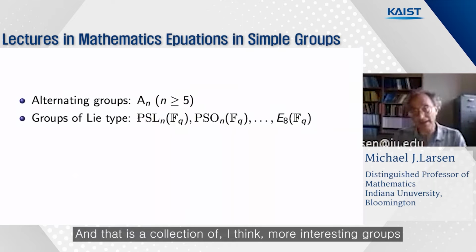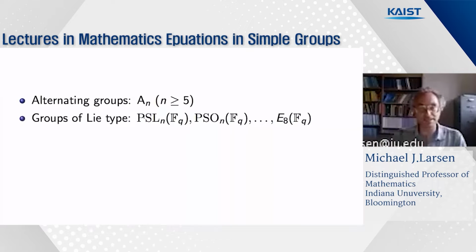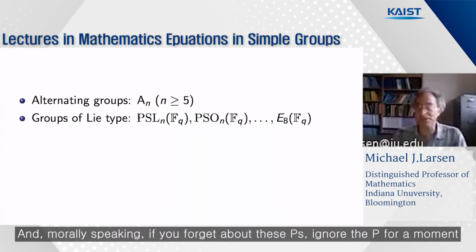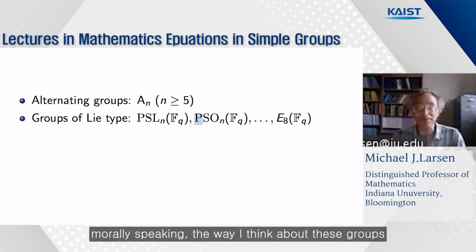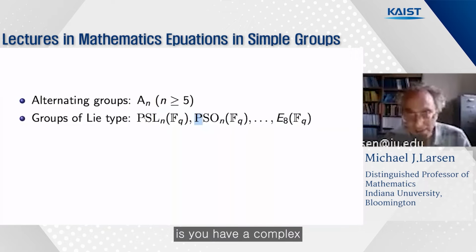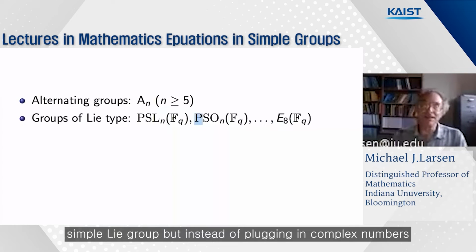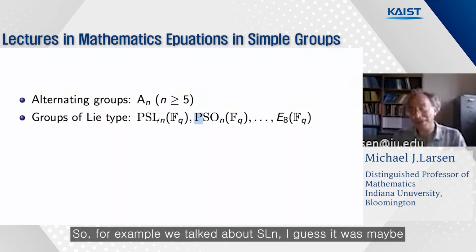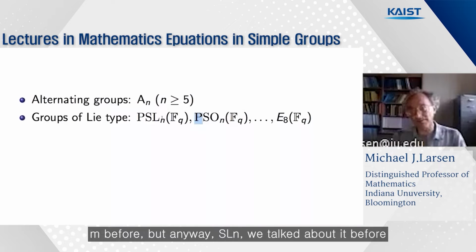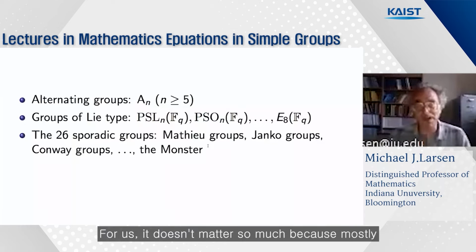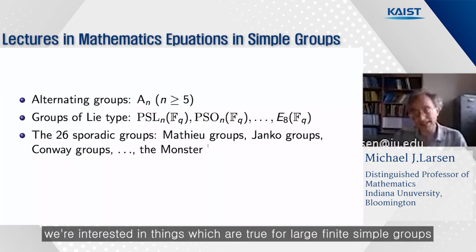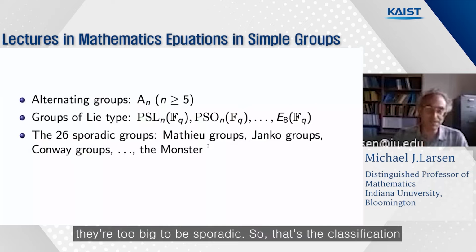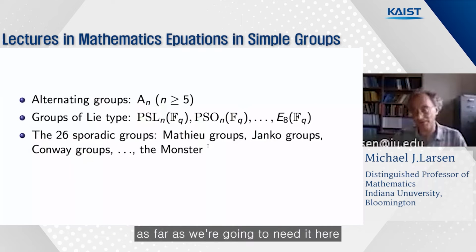And now there's a collection of, I think, more interesting groups, which are said to be of Lie type. Morally speaking, if you ignore the p for a moment, the way I think about these groups is you have a complex simple Lie group, but instead of plugging in complex numbers, you plug in elements of a finite field. So for example, we talked about SLn before. For us, it doesn't matter so much because mostly we're interested in things which are true for large finite simple groups. And so I can just assume that they're too big to be sporadic. So that's the classification as far as we're going to need it here.